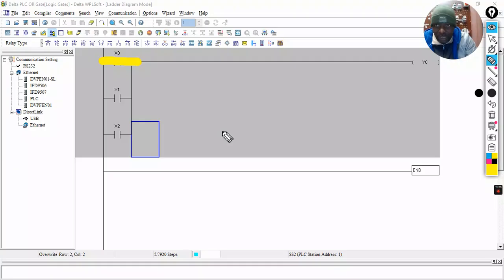Let's say x0 was closed. You can see that your line all the way to the output is closed. Or it could be the other one. You still have a closed path. All right, and obviously the other one as well, the last one, will still close the path. So either x0 or x1 or x2, when they are high, you have your what? You have your output going high.